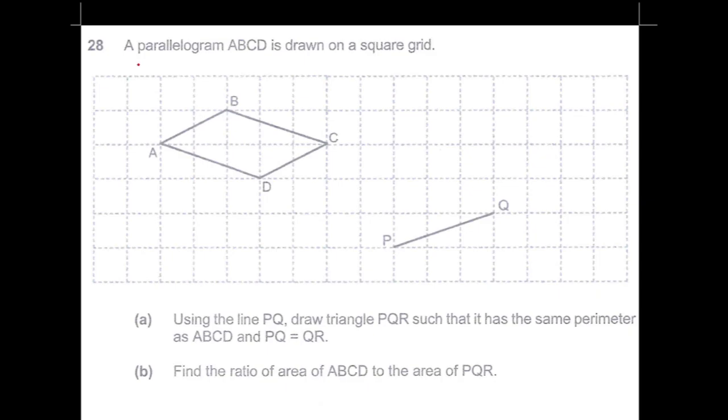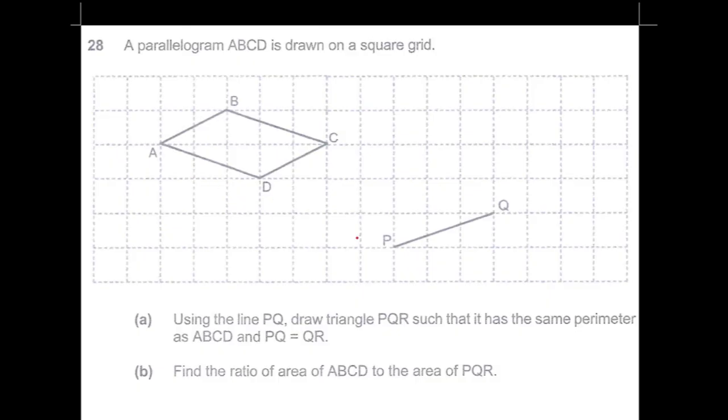Now let's look at question number 28. A parallelogram ABCD is drawn on the square grid. This is the parallelogram. Using the line PQ, which is this line, draw the triangle PQR such that it has the same parameters as ABCD and PQ is equal to QR. So what they want you to do is to draw a triangle. It could be this way, it could be this way, it could be below, and so on.